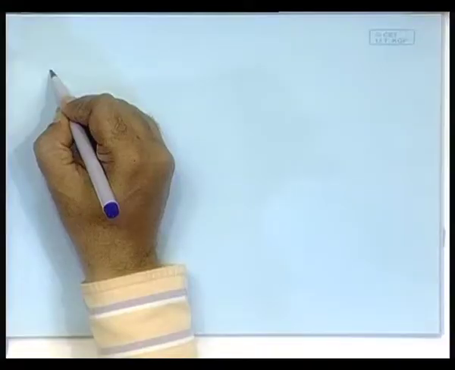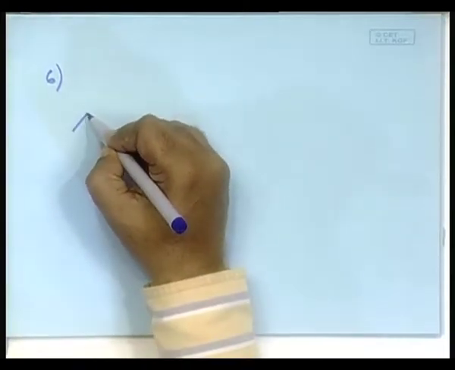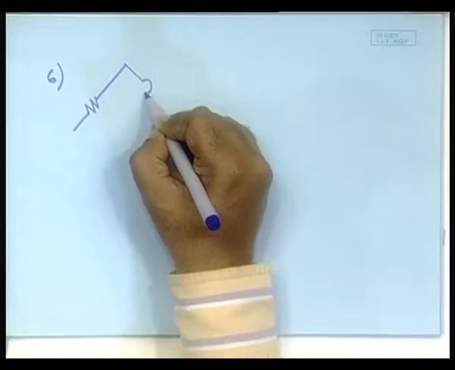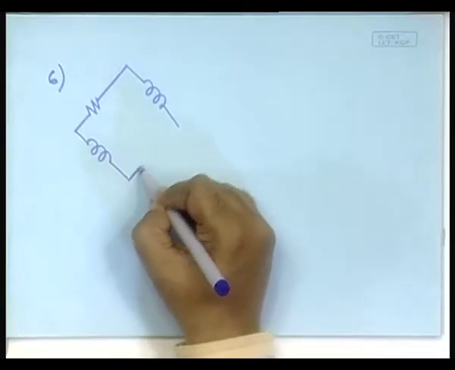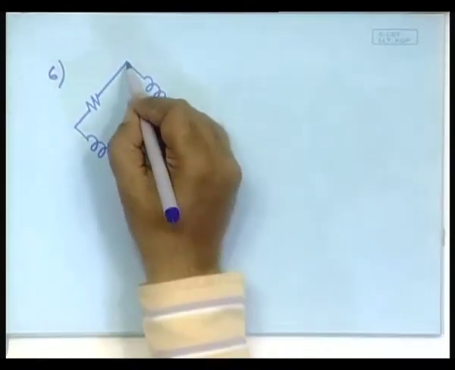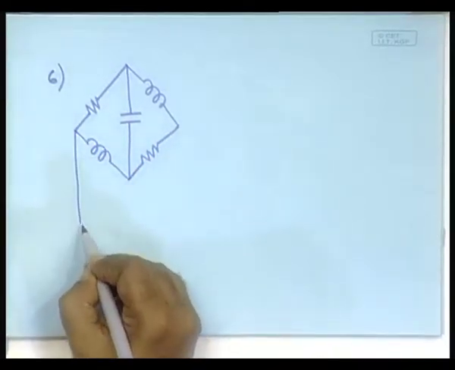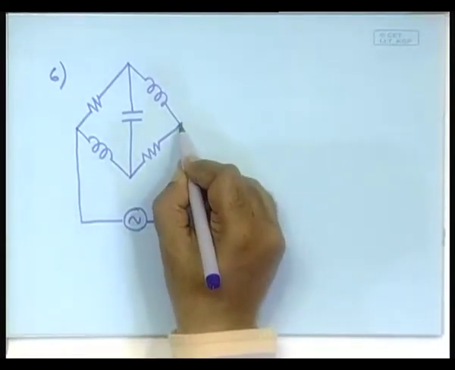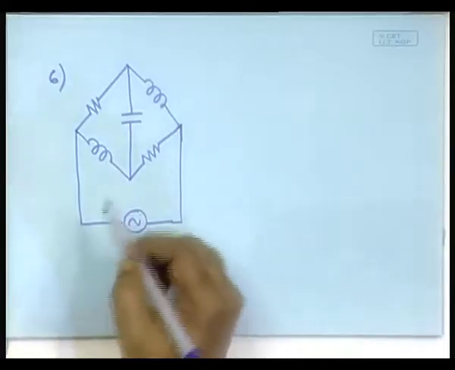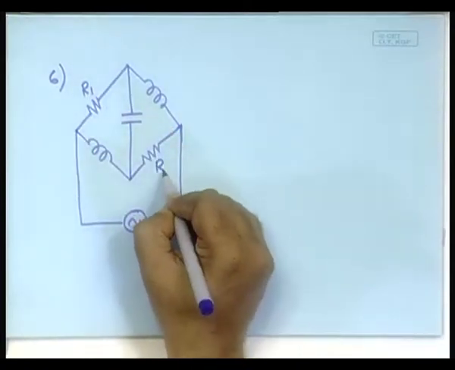Let us give a problem involving algebraic loop. This will be 6. Let us consider this circuit. In the earlier problem, I have only changed the positions of the resistance and the capacitances. If you solve this, you would notice that that will give rise to an algebraic loop problem here.